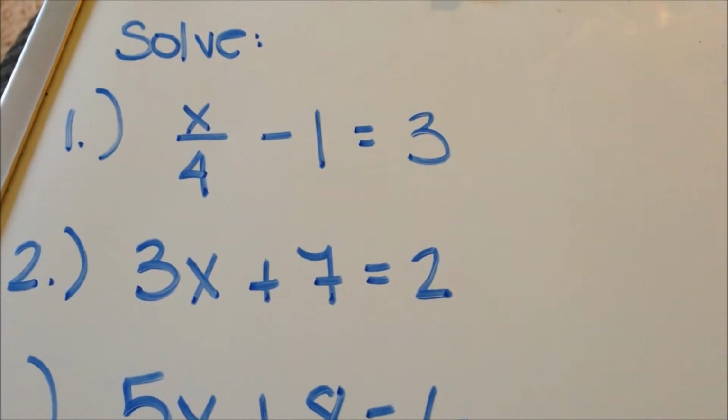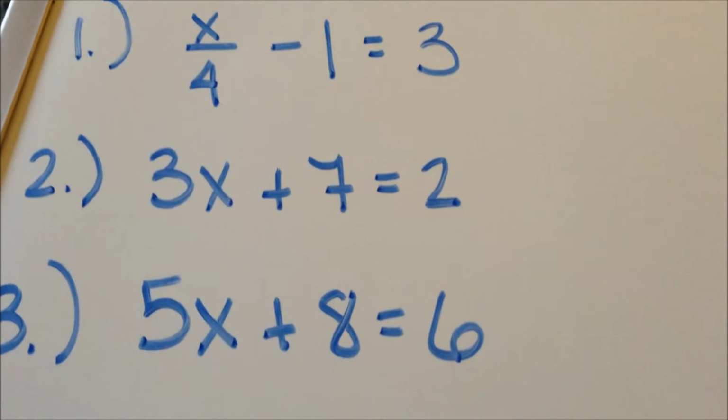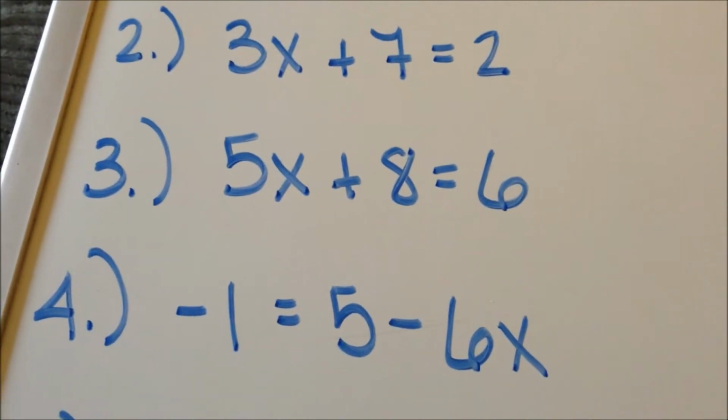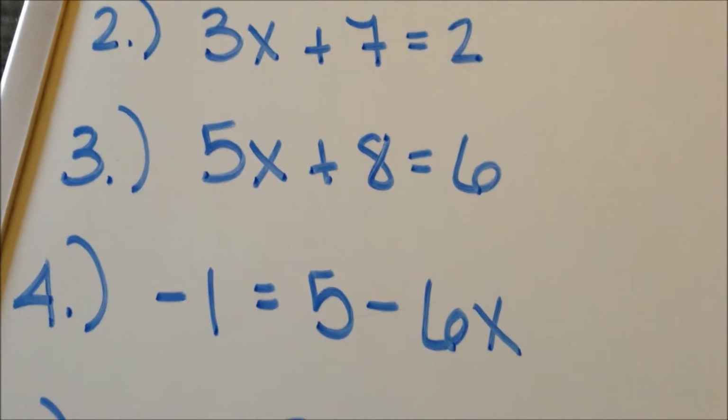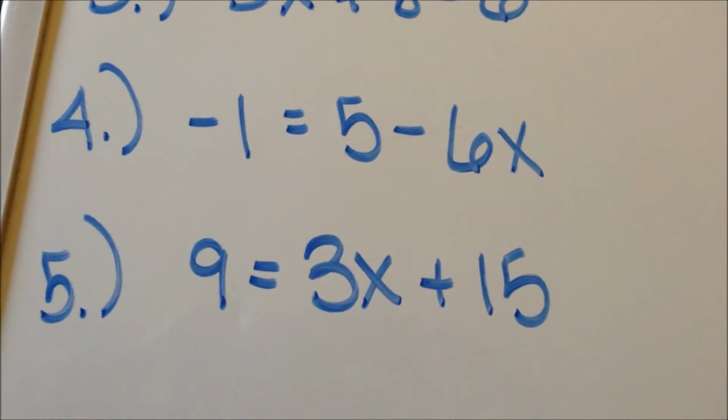Number 1, x over 4 minus 1 equals 3. Number 2, 3x plus 7 equals 2. Number 3, 5x plus 8 equals 6. Number 4, negative 1 equals 5 minus 6x. Number 5, 9 equals 3x plus 15.